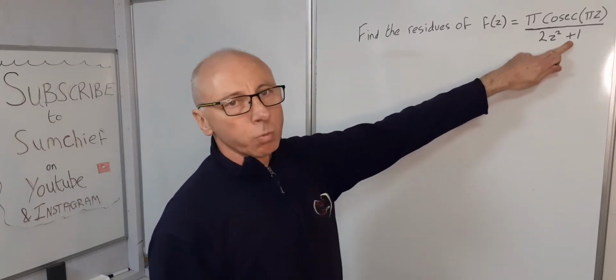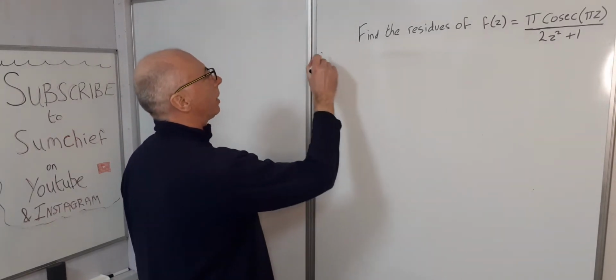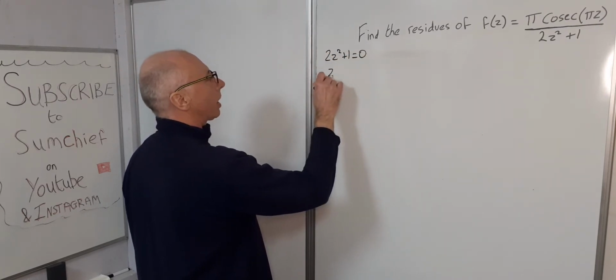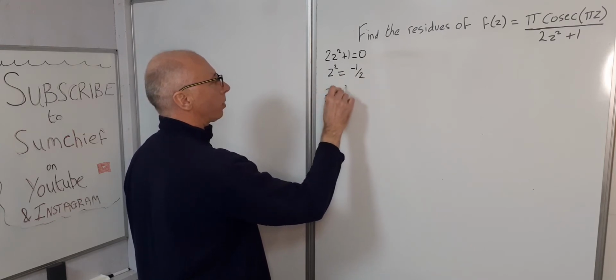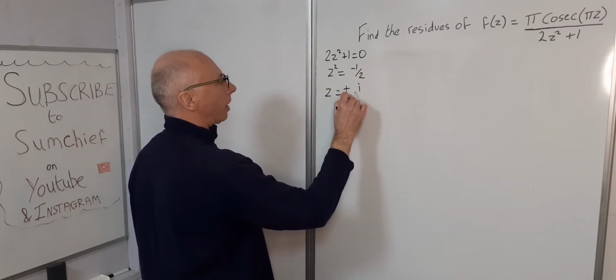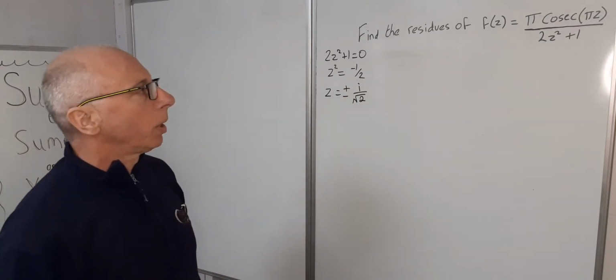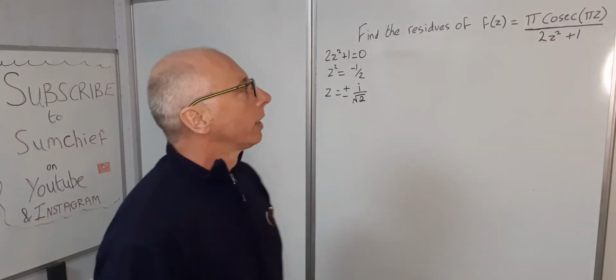So 2z squared plus 1 tells us probably 2 poles. So let's first of all solve that. 2z squared plus 1 equals 0. z squared equals minus 1 over 2. z equals plus or minus i over square root of 2. So there's our poles. That's our 2 poles, as we assumed from the z squared.